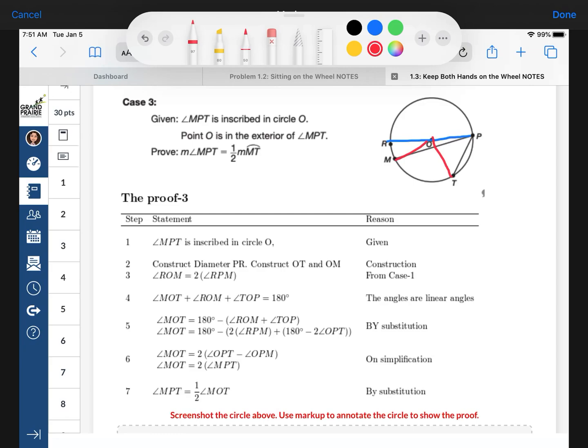By substitution, MOT is equal to 180 minus the measures of angle ROM plus TOP, which makes sense. If we want to find the measure of angle MOT, we would have to subtract those other angles that were there, and we knew that they added up to 180. Knowing this, the measure of angle MOT is equal to 180 minus twice RPM. This is substituted from step 3. And TOP, we can replace with 180 minus twice the measure of angle OPT.